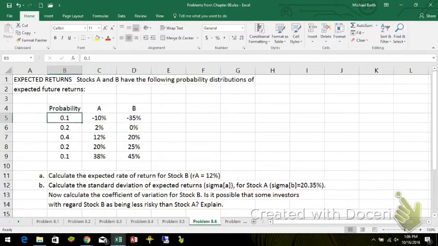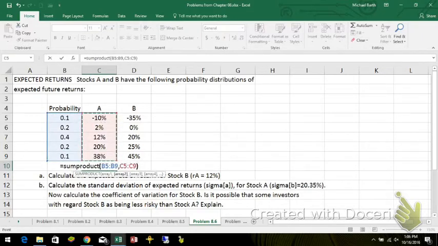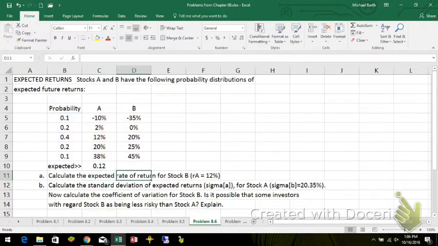If you multiply the probability times the returns for each of these, this would be the expected return. I'm going to multiply using the sum product function. Sum product, this array, multiply that column of numbers, comma, times that column of numbers. That's 12%, and that's given in Part A.